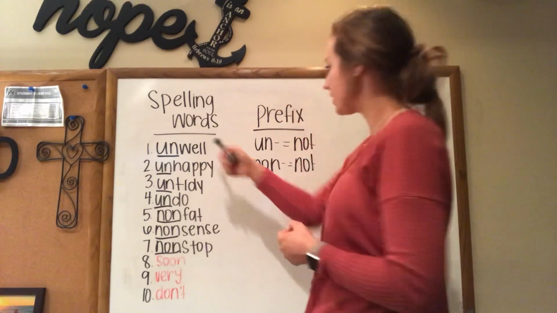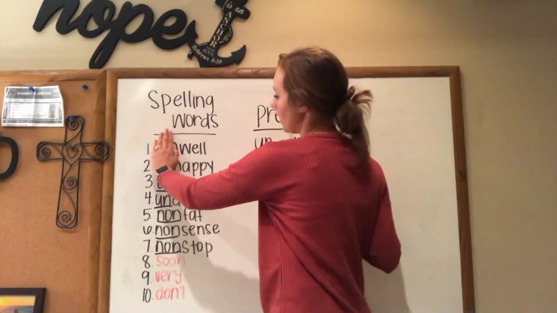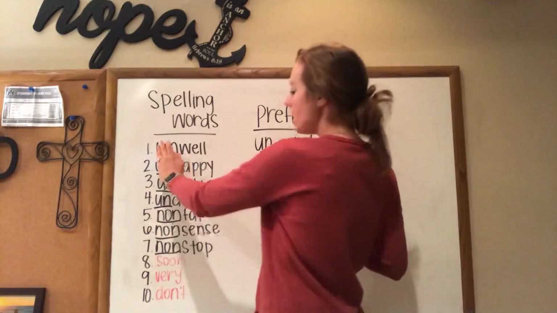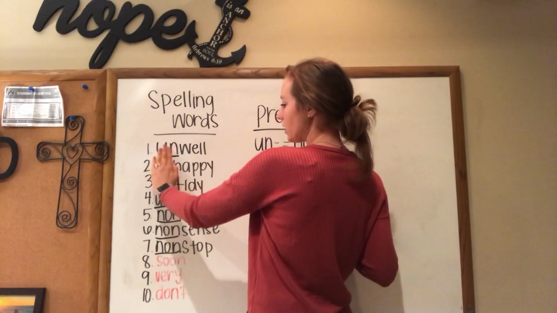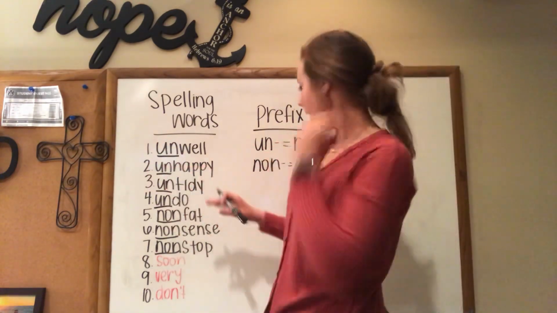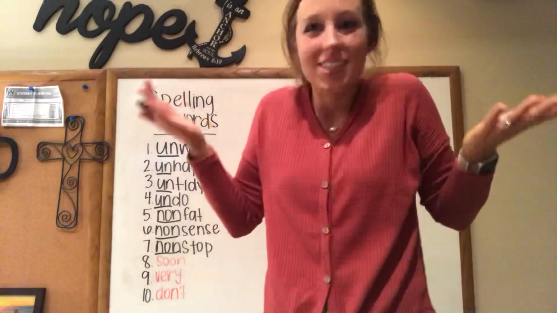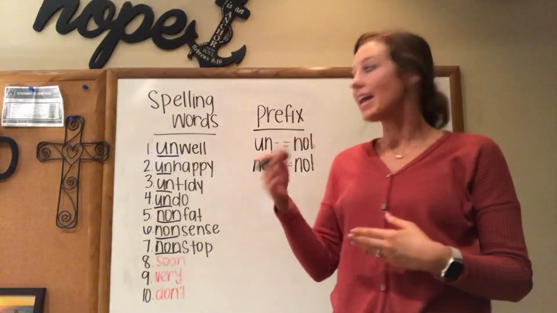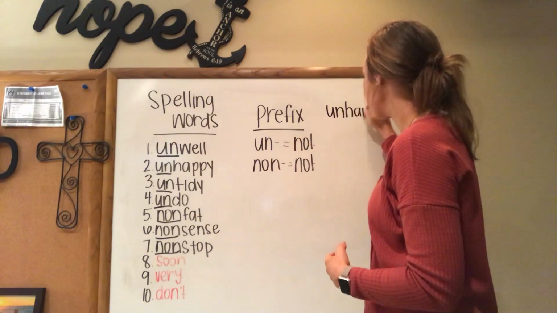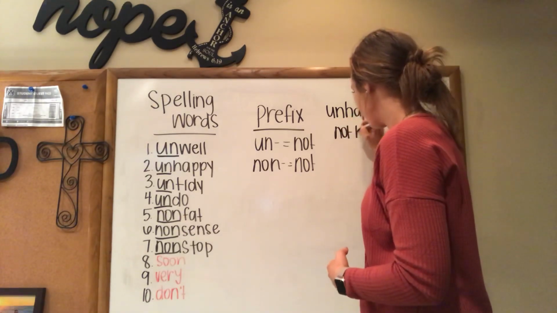So if you read this word unwell and didn't know what it meant, you would just cover up the prefix and think, well can mean many different things. So we'll start with happy. Unhappy. Let's cover up un, and it's called a root word, the word that comes after the prefix. So unhappy. We know what happy means, just to be happy. But if you're unhappy, you put them together. Unhappy equals not happy.